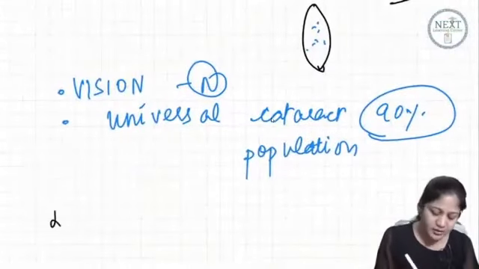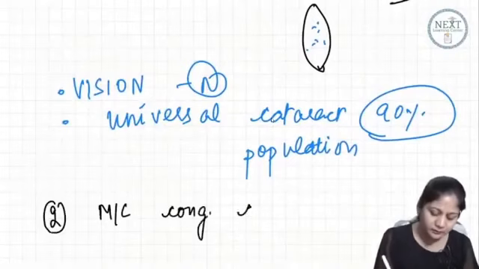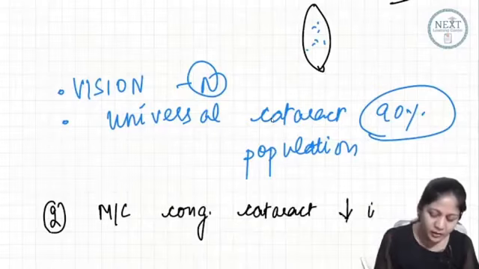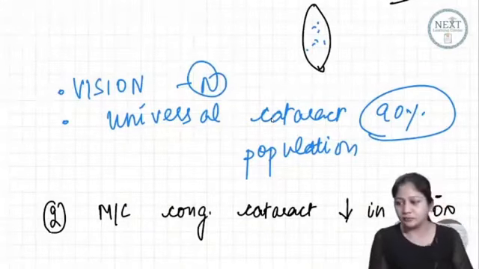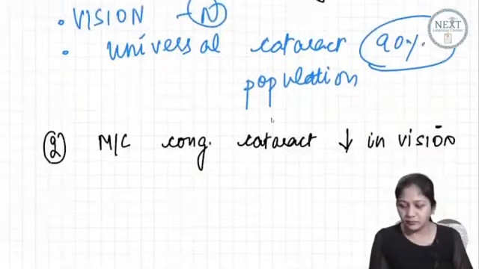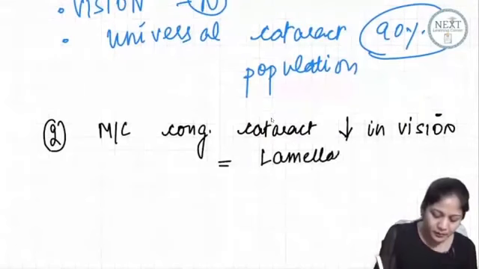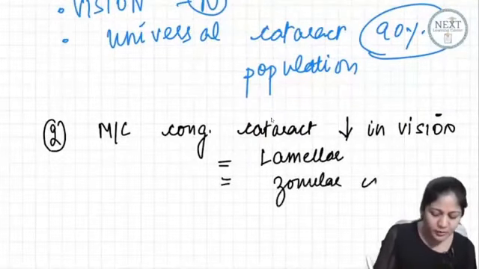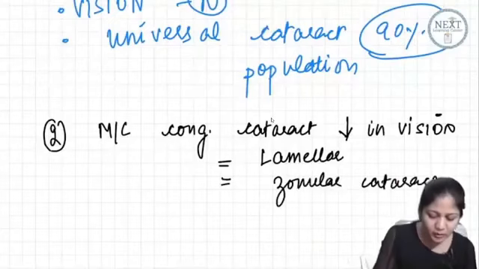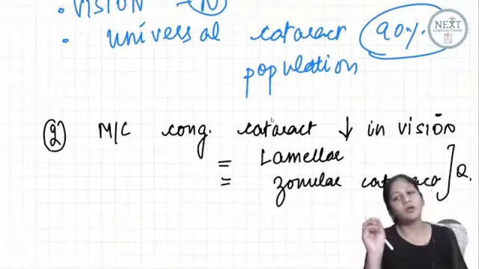So here comes the second question. What is the most common congenital cataract with decrease in vision? Here the answer is lamellar cataract. Lamellar cataract is the same as zonular cataract. Both of them are the same. A lamellar and a zonular cataract both mean the same.